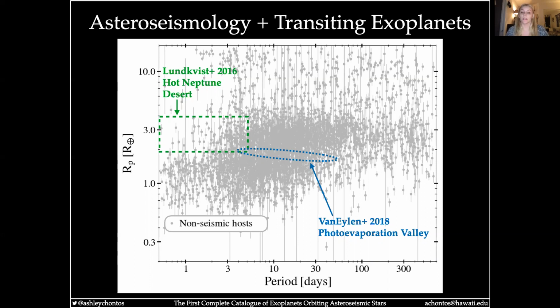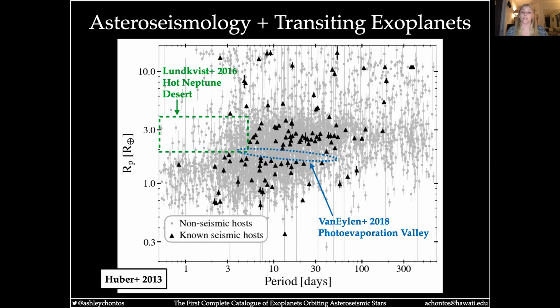Two of these papers have something very important in common, and that's that both were using the subset population of planets orbiting asteroseismic stars. So there are two main seismic host catalogs from Kepler, the first of which was by Dan Huber in 2013, which used approximately half of the Kepler data, and then a follow-up study by Mia Lundquist, actually in this 2016 paper that I mentioned right here.